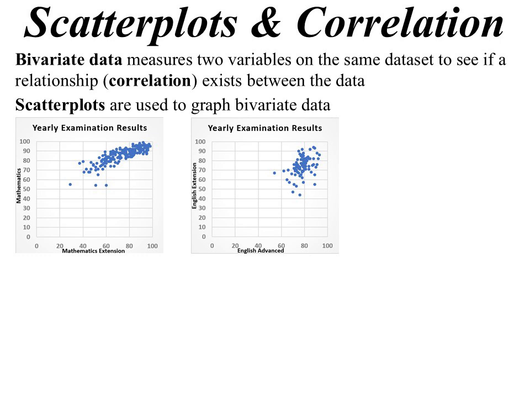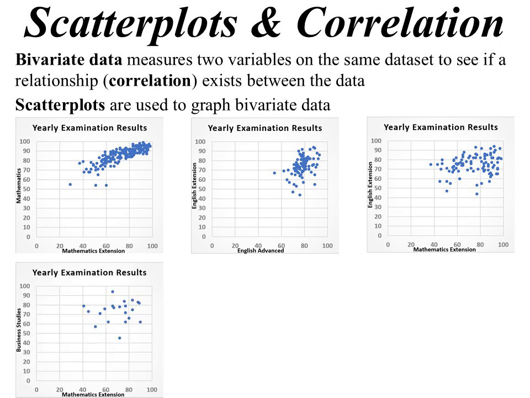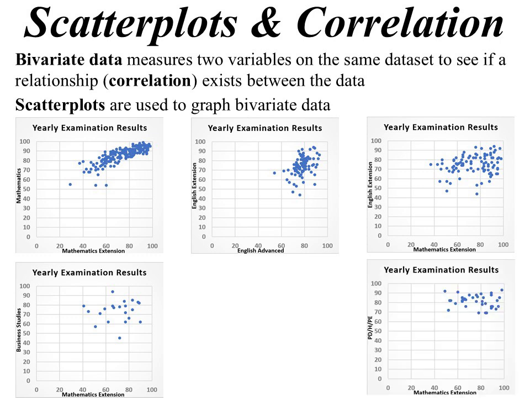There was the scatter. Then I thought, well, why not look at maths extension versus English extension? We get a different scatter. Then I said, well, how about maths extension and business studies? And finally I said, well, what about maths extension and PDHPE?